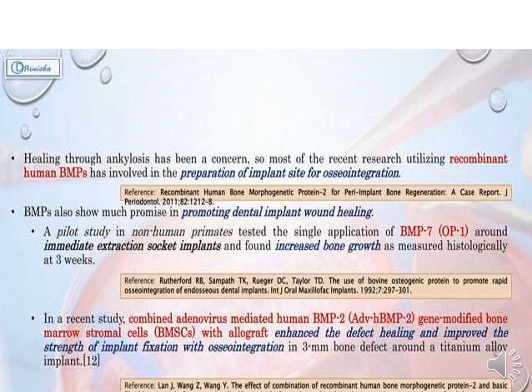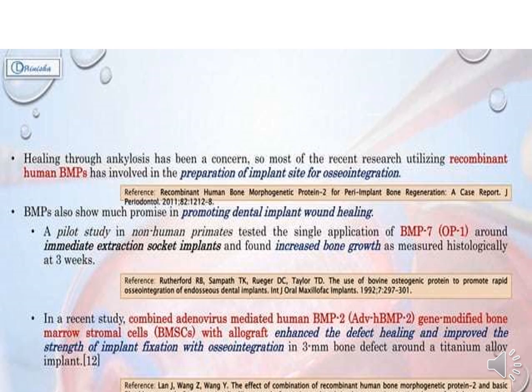So there are various authors with various concepts. Healing through ankylosis has been a concern, so most of the recent research utilizes recombinant human BMPs, as involved in the preparation of implant sites for osseointegration. Then BMP 7 plays an important role in dental implant wound healing.